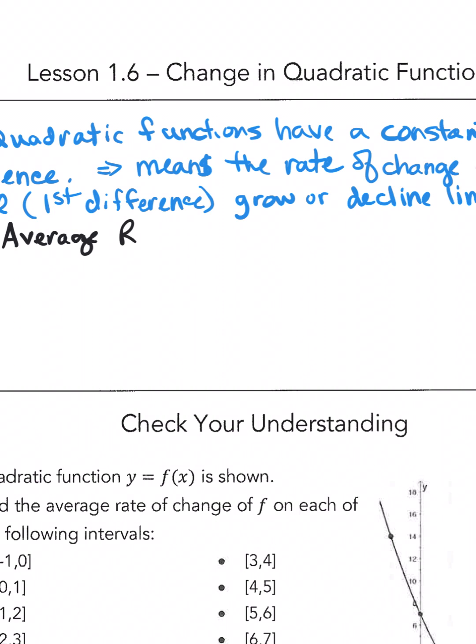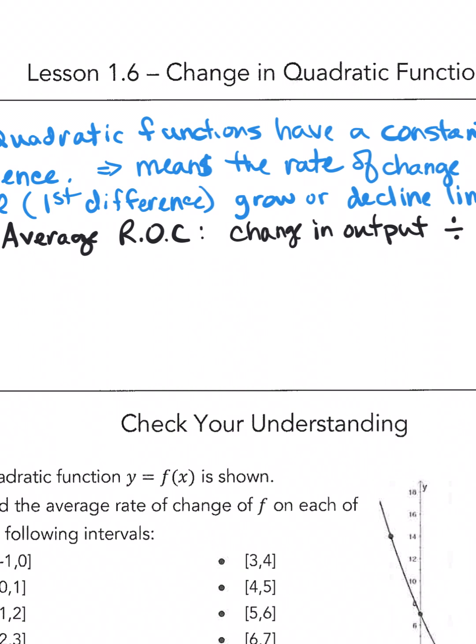Average ROC means what? Rate of change. That is what? The change in the output divided by change in the what?